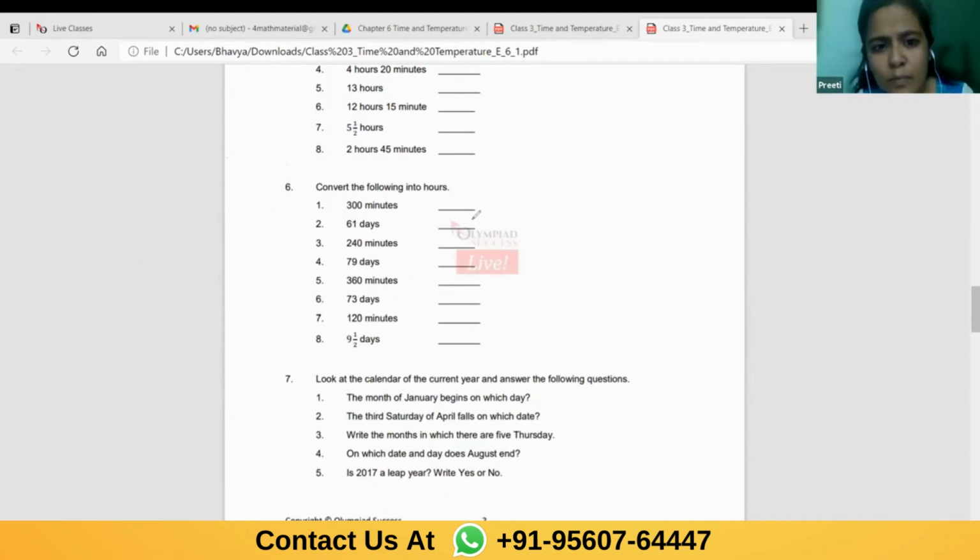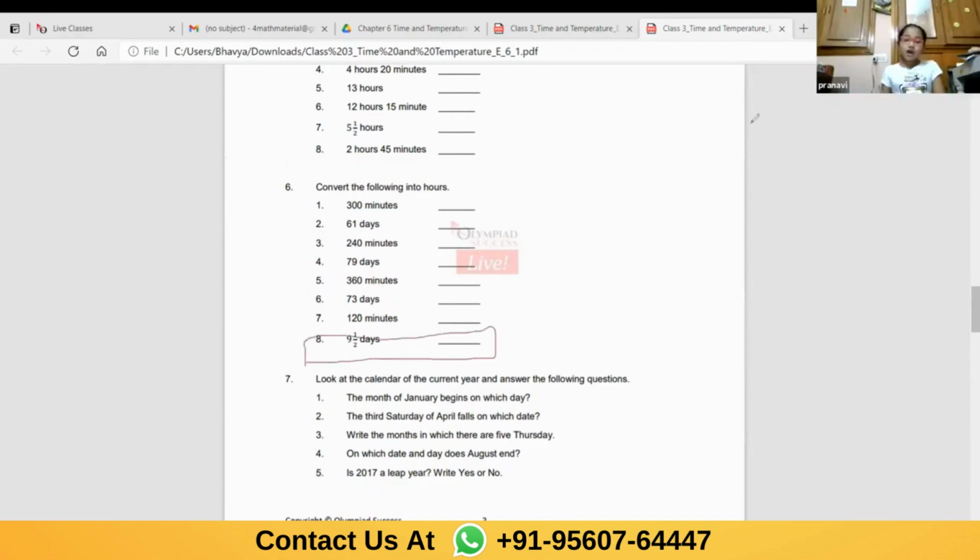The wrong answer for 8th question in the answer sheet. For the 8th question, what is the answer given in the answer sheet? Ma'am, I don't know, but my answer is 228. They gave wrong in the answer sheet. Let me check your answer. One second, one by one, please. Okay, 19 into 12. What is your answer, Pranavi? 228, ma'am.